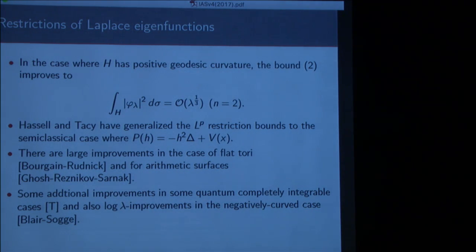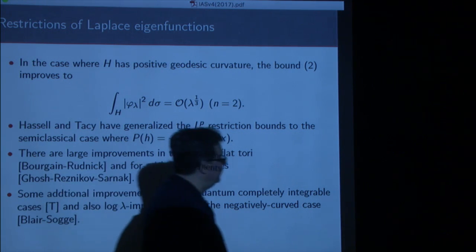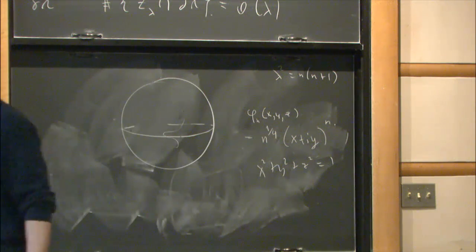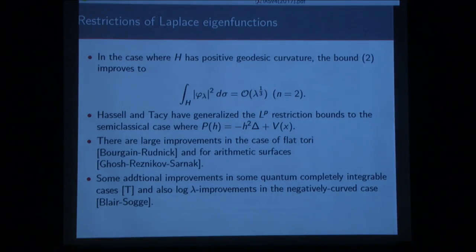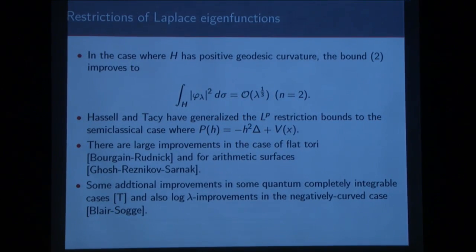When you have positive geodesic curvature, so if instead of a geodesic you talk about a caustic or something like that, so if you take something like here, if you talk about a curve with a positive geodesic curvature, then you can improve the estimate to 1/3, and that's because of the area estimates. I should say that Hassell and Tacy generalized these L^p bounds to the semi-classical case.